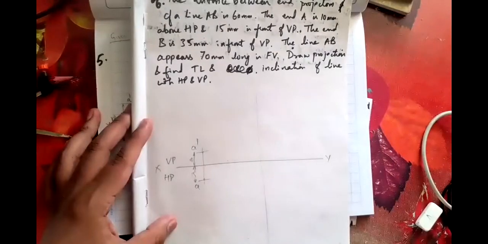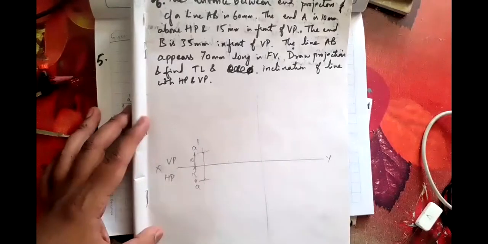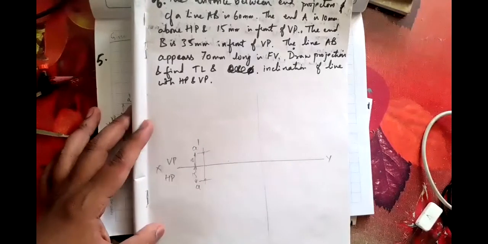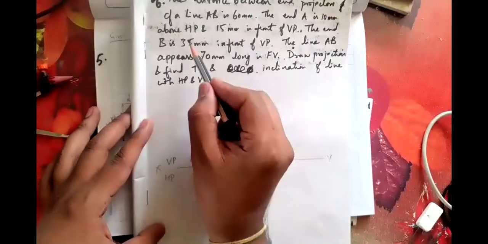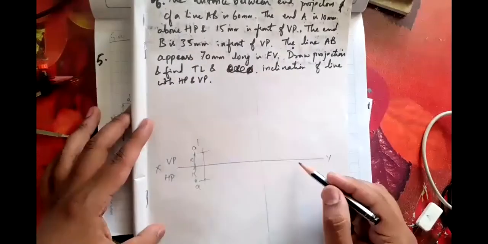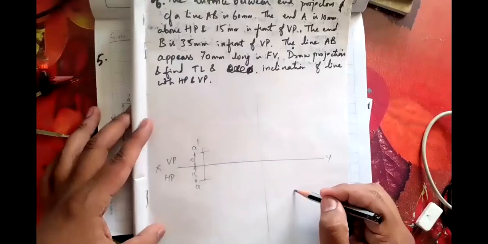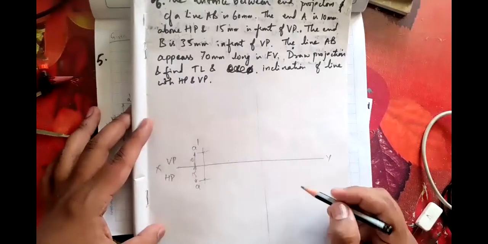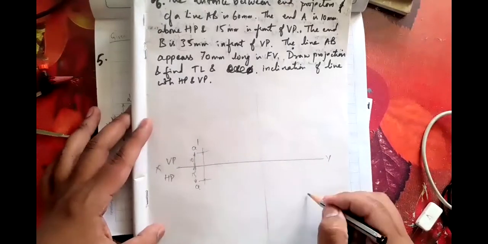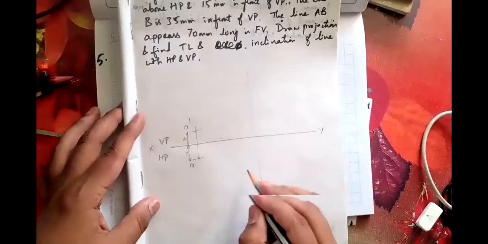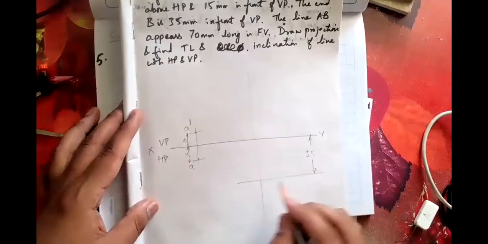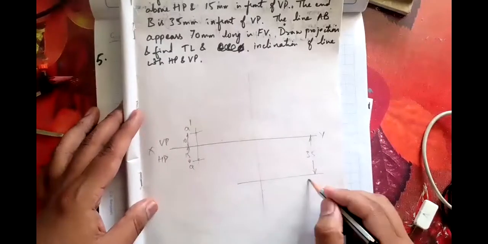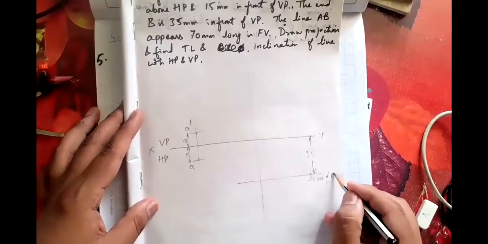Next, the very next important thing, the end B is 35 mm in front of VP. The next given number is only 35. So let us represent it. In front of VP, 35 mm, there is an end point B. So at a distance of 35 mm, I'm going to draw a line which represents the locus of B. Got it? Can anybody name this?